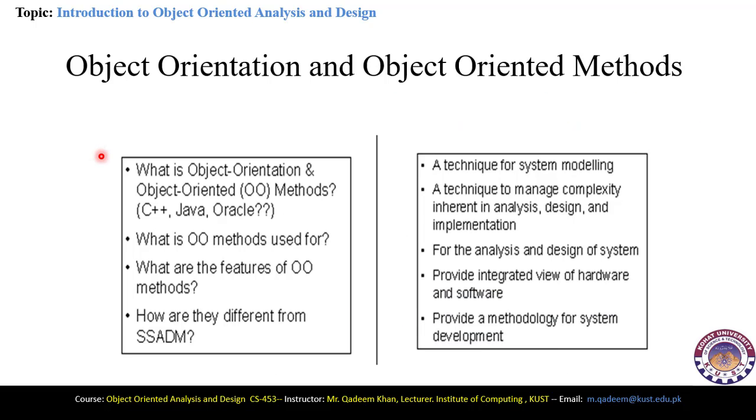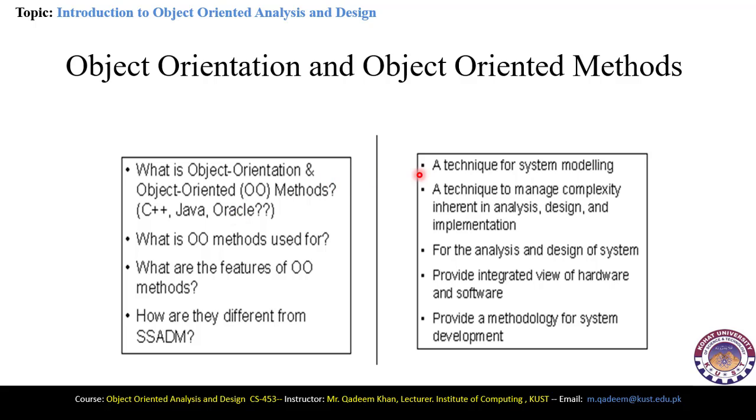Now, object orientation and object-oriented methods. Basically, these are two similar techniques used for analysis and designing of the objects. If we have a question about what object orientation and object-oriented methods are, for example, C++, Java, and Oracle are object-oriented and object orientation methods.